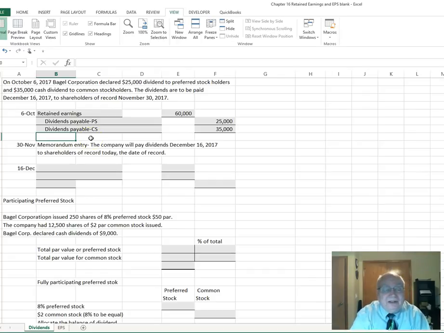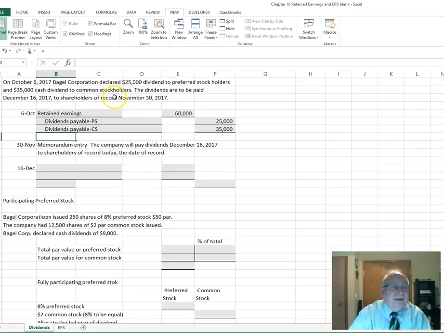Debit retained earnings. Now, some places instead of retained earnings may say dividends declared. If they do that, dividends declared would be closed into retained earnings at year end. Or you can go directly into retained earnings. All right, dividends payable, preferred stock. Preferred stockholders get their fair share first, then the common stock. So both of them are getting their dividends.